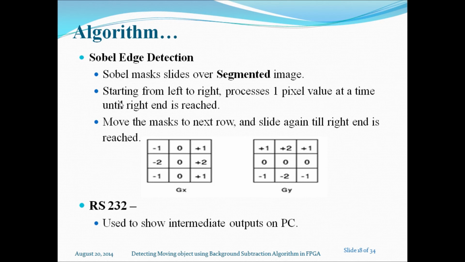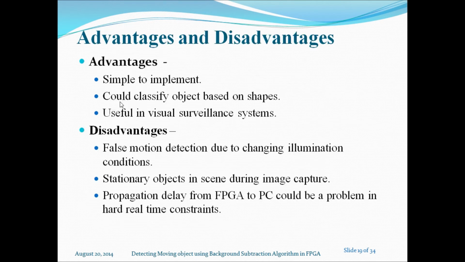But we have also sent intermediate outputs to the PC to verify results of the intermediate blocks. Let's look at the advantages and disadvantages of this approach. First, it is simple to implement. The object's edge gives a clear indication of object shape.